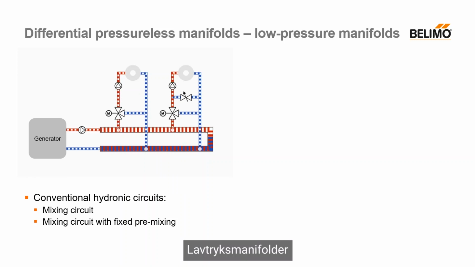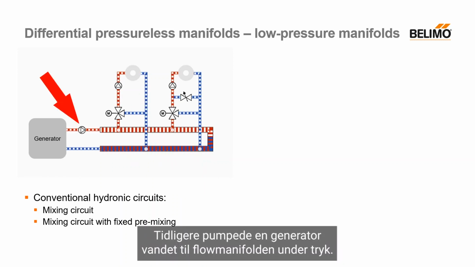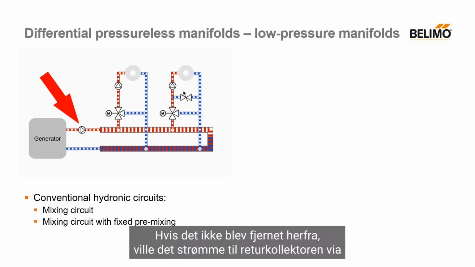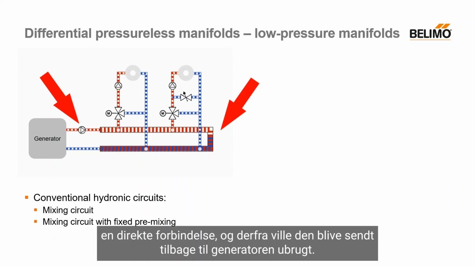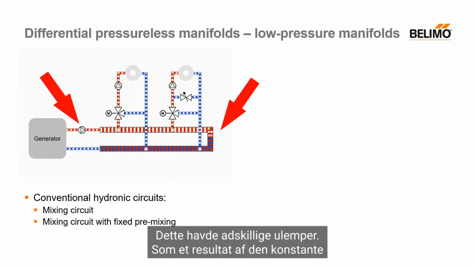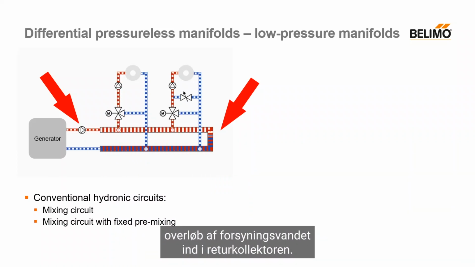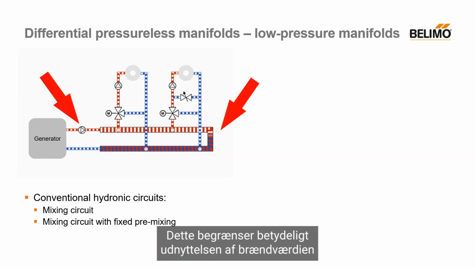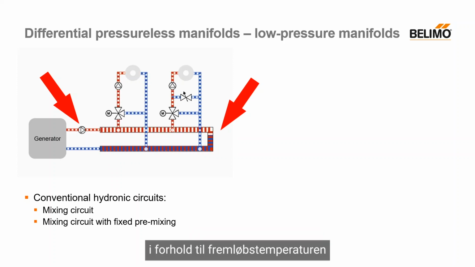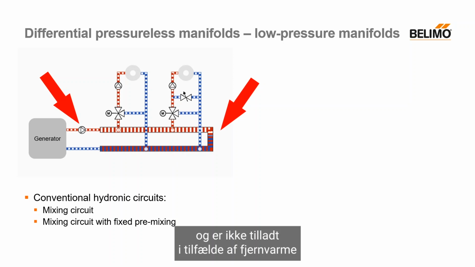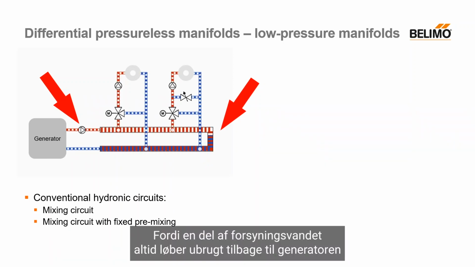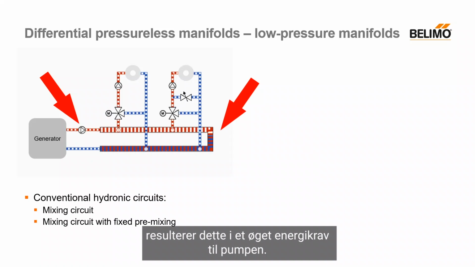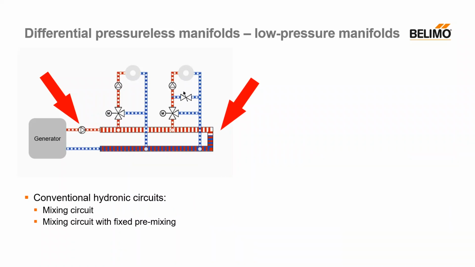Low-pressure manifolds. Previously, a generator pumped the water to the flow manifold under pressure. If it was not removed from here, it would flow to the return collector via a direct link, and from there would be returned to the generator, unused. This had numerous disadvantages. As a result of the constant overflow of the supply water into the return collector, the return temperature increases. This significantly limits the utilization of calorific value in relation to the supply temperature, and is not permitted in the case of district heating. Because a proportion of the supply water always flows back to the generator unused, this results in an increased energy requirement for the pump.